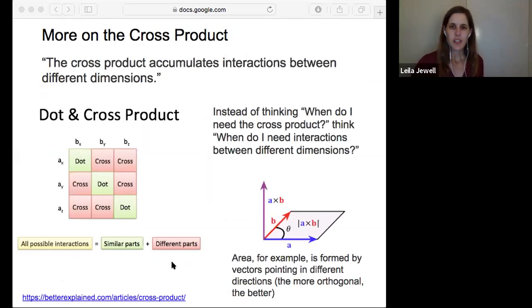So instead of thinking, when do I need the cross product? That's a really random name and a lot of scary math. Think instead, when do I need interactions between different dimensions? One example that you might not normally think of is area. Area is formed by vectors pointing in different directions. And you can have them pointing in more similar directions, but that'll be a smaller area. If you want a bigger area, you want them to be more orthogonal, more perpendicular, to get a larger area out. And technically the resultant of said area is always going to be perpendicular to that surface.